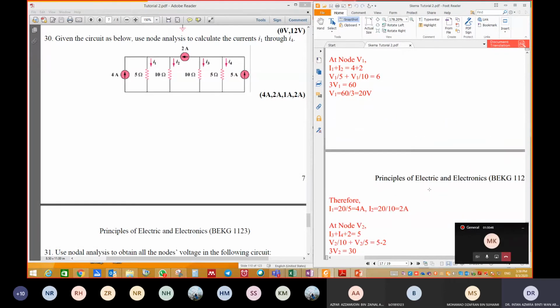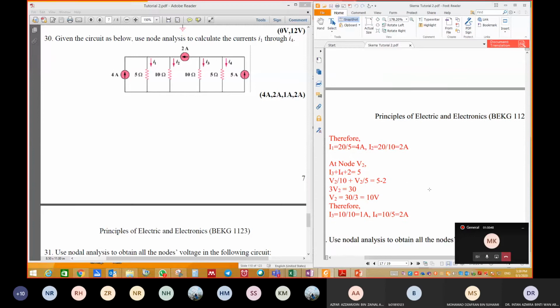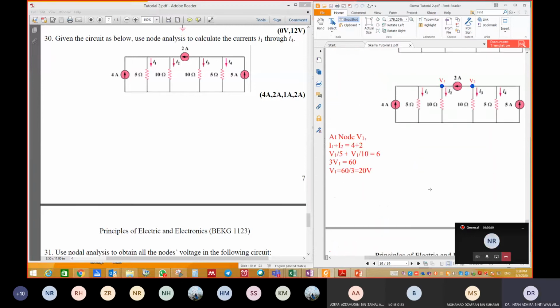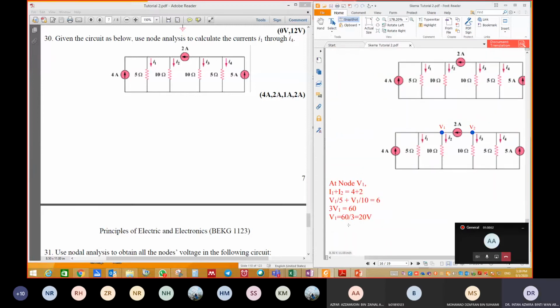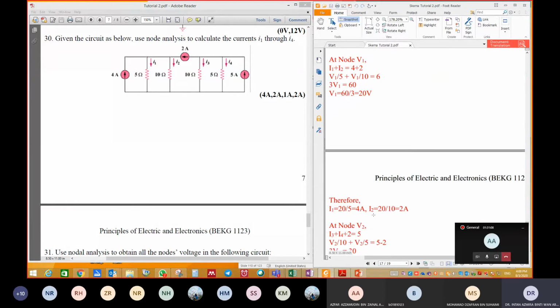How about V2? V1 is equal to 20 volts, but the question asks you to find I1 through I4, meaning I1, I2, I3, I4. So I1 is equal to V1 divided by 5. V1 is 20, 20 divided by 5 is equal to 4, and so on. Find I2.